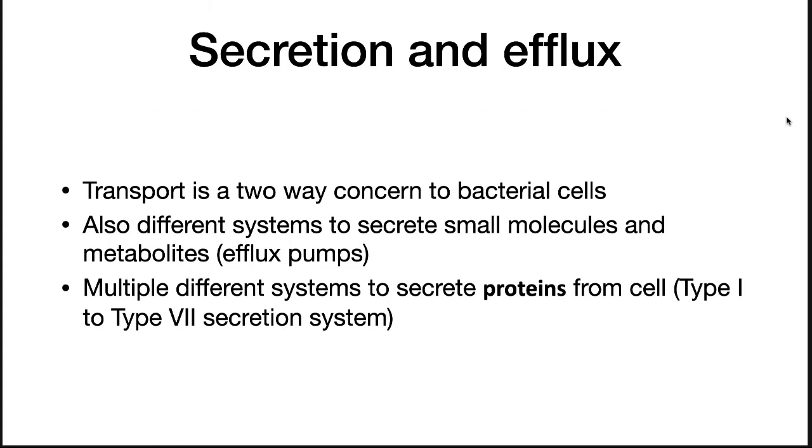Transport is not just a matter of getting things inside the cell. Cells will often want to get molecules outside the cell. For some small waste products, they may be moved out by antiporters. In other cases, efflux systems will transport unwanted small molecules outside the cell. Bacteria also need to transport proteins across the membrane, either to insert them in the cell wall or to send them into the environment. Microorganisms secrete proteins using secretion complexes, and there are 7 known systems.